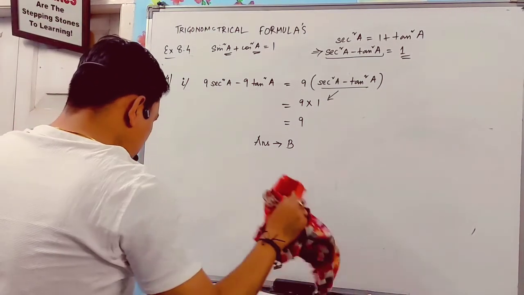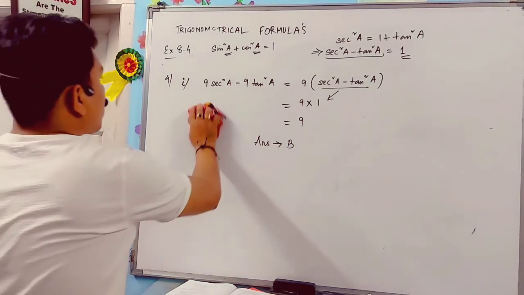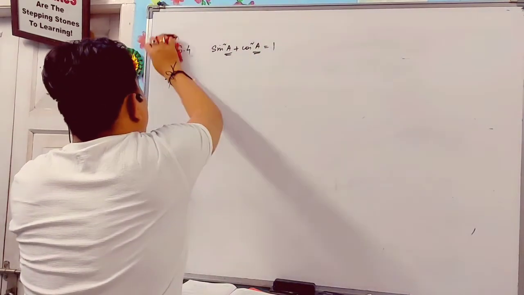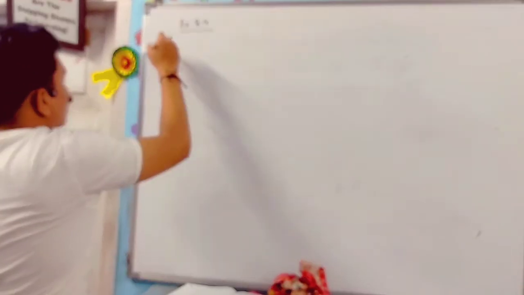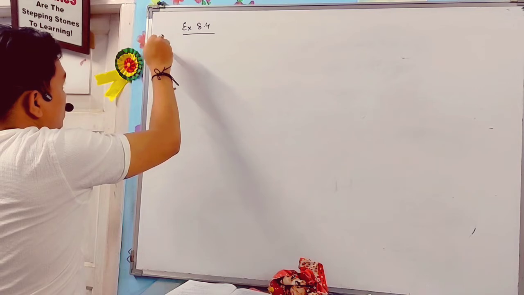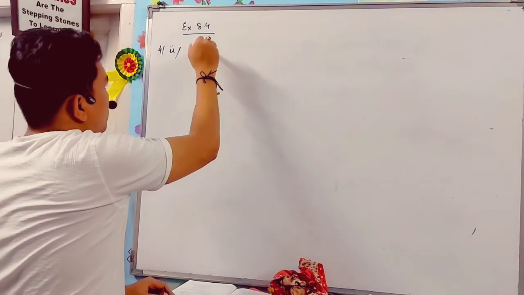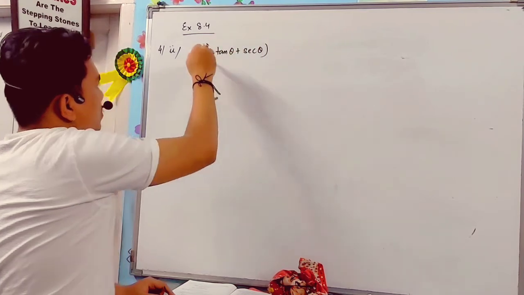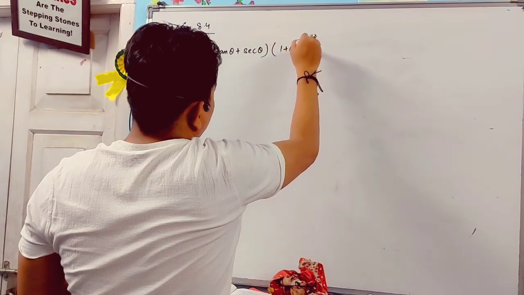See number 2. 1 plus tan theta plus sec theta, divided by 1 plus cot theta minus cosec theta. Okay, let us try to do this one. Let me rub it. See what is given? 1 plus tan theta plus sec theta, and 1 plus cot theta minus cosec theta.